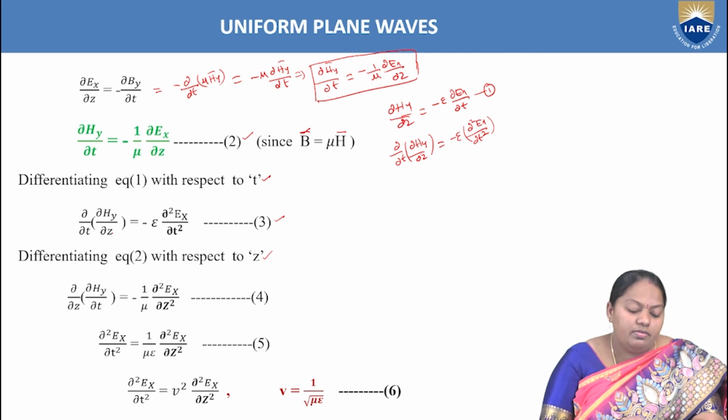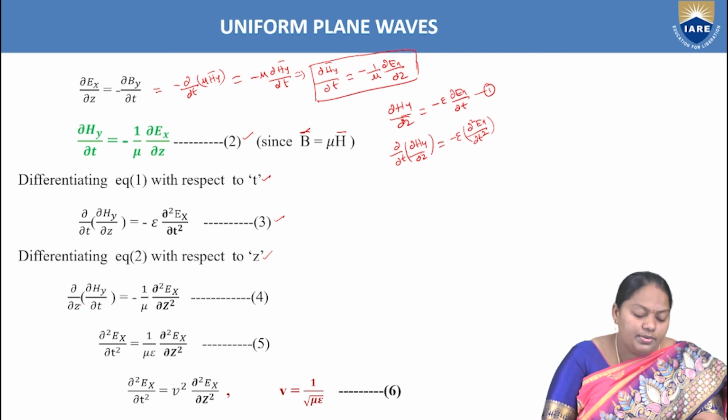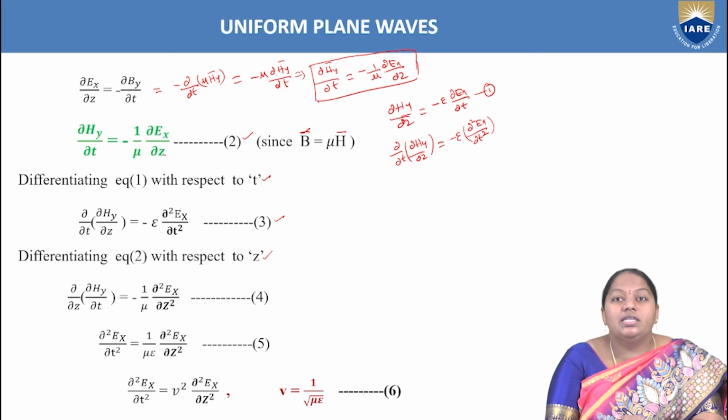Previously we already had z, and now we have differentiated that equation with respect to t. In equation number 2 we already have t, hence we differentiate that one with respect to z. So dou by dou z of dou Hy by dou t, which is equal to minus 1 by mu, and dou by dou z is already there. Again we are differentiating that equation with respect to z. Hence it becomes minus 1 by mu dou square Ex by dou z square. Consider this as equation number 4.